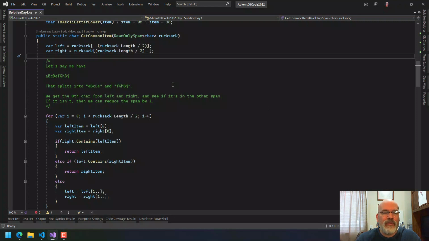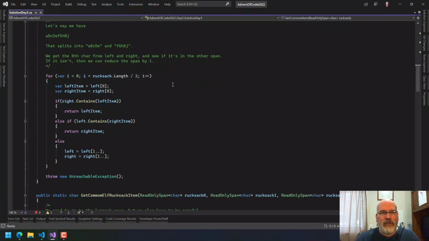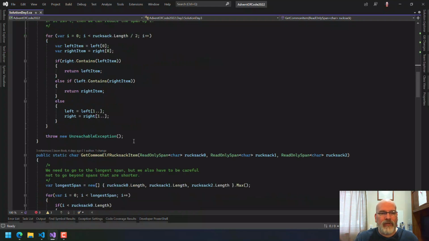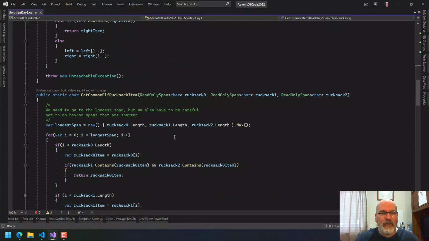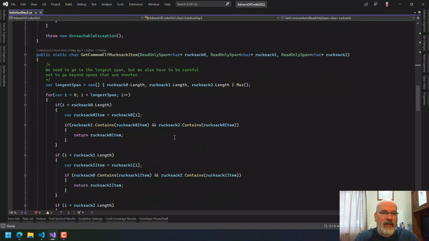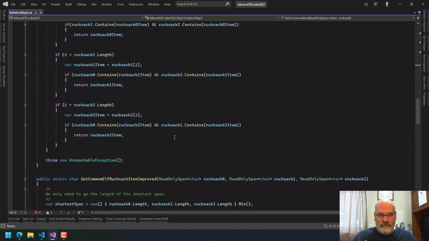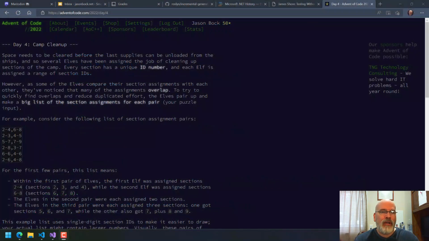So this problem wasn't too hard. You just have to parse the input correctly, and then also find when you're trying to find that common item between 3 rucksacks, how do you do that? I may not have been doing it the most efficient way, but the way I got it to work does solve the problem. So day 4, you're given 2 ranges on each line.